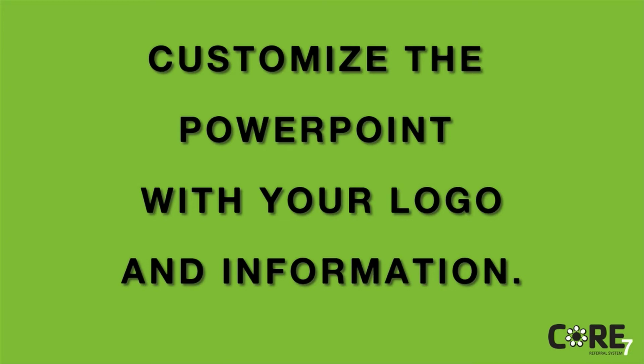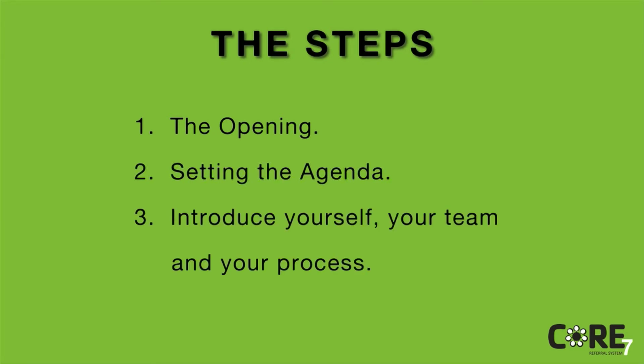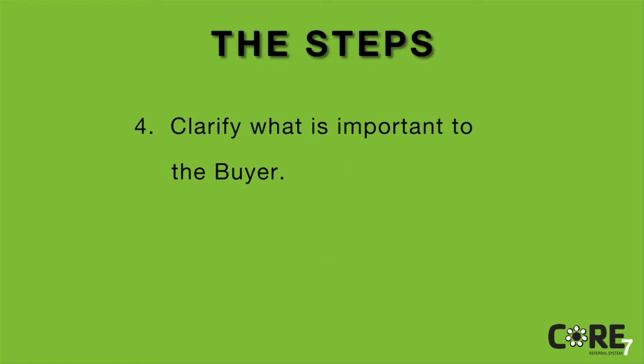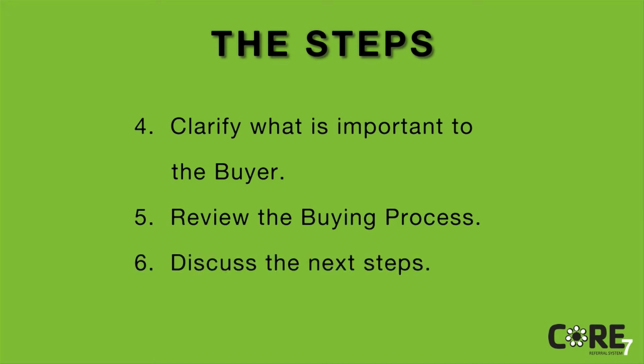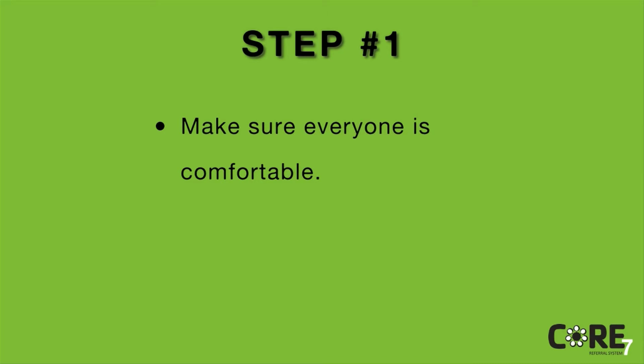Now, the 6 steps for the buyer meeting are: 1. The opening, 2. Setting the agenda, 3. Introducing yourself, your team, and your process, 4. Clarifying what's important to the buyer, 5. Reviewing the buying process, and 6. Discussing the next steps. For the first step, opening the meeting, you always want to make sure everyone is comfortable.